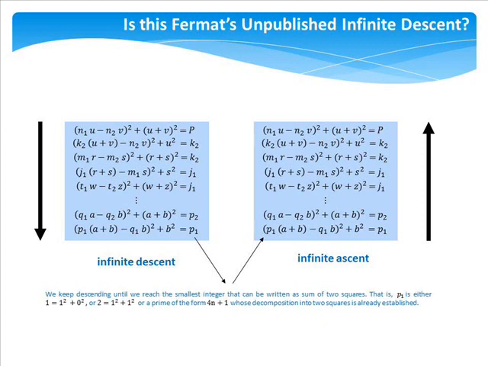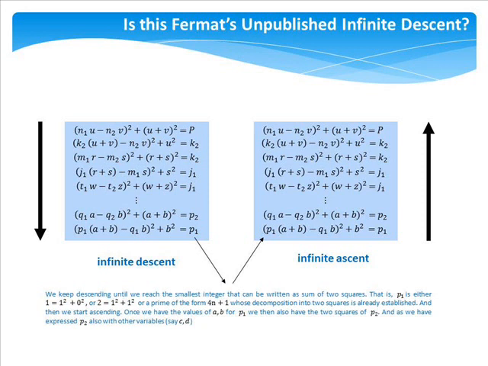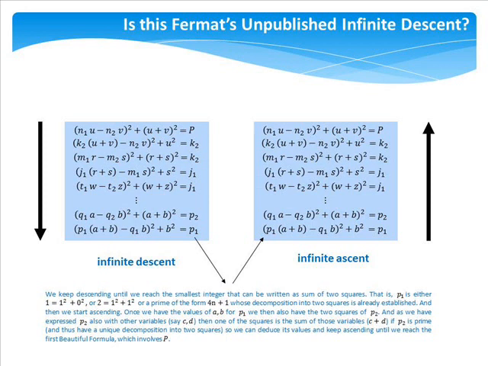Once we have the values of A and B for P sub 1, we then also have the 2 squares of P sub 2. And as we have expressed P sub 2 also with other variables, say C and D, then one of the squares is the sum of those variables, C plus D, should P sub 2 be prime, and thus have a unique decomposition into 2 squares. So we can deduce its values and keep ascending until we reach the first beautiful formula, which involves P.